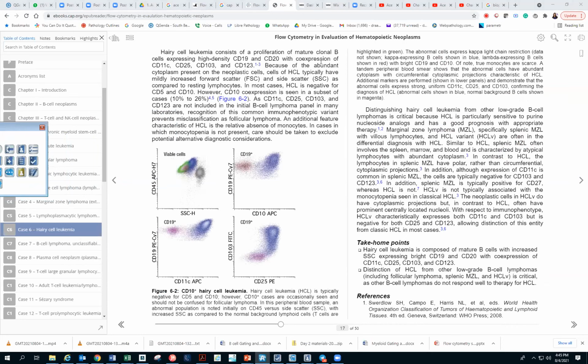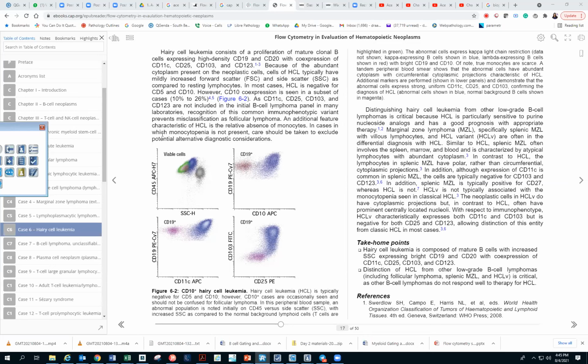Hairy cell leukemia consists of a proliferation of clonal mature B cells expressing high density of 19 and 20 with co-expression of 11C, 25, 103, and 123. Because of the abundant cytoplasm present in the neoplastic cells, cells of hairy cell typically have mildly increased forward scatter and side scatter as compared to the resting lymphocytes. In most cases, hairy cell is negative for 5 and 10. However, 10 expression is seen in a subset of the cases, and as 11C, 25, 103, and 123 are not included in the initial B-cell lymphoma panel in many laboratories, recognition of this common immunophenotypic variant prevents misclassification as follicular lymphoma.